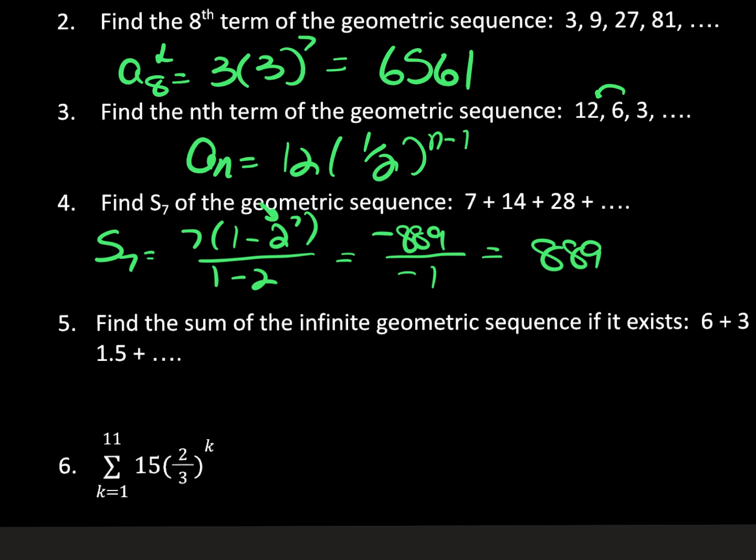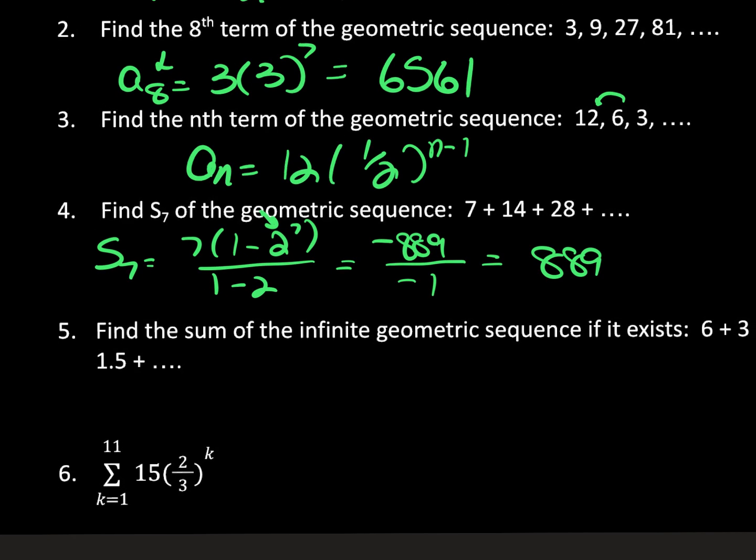Number 5, find the sum of the infinite geometric sequence. Okay, the sum of an infinite. You can see the formula that has the S with the infinity symbol. Now remember, you can only do this if r is between -1 and +1. r in this case is 3 over 6, which is 1/2, which is awesome. So I can find it.